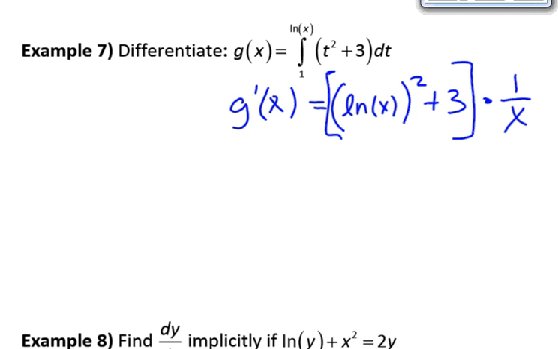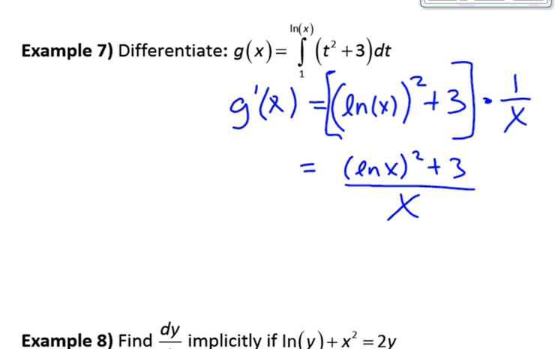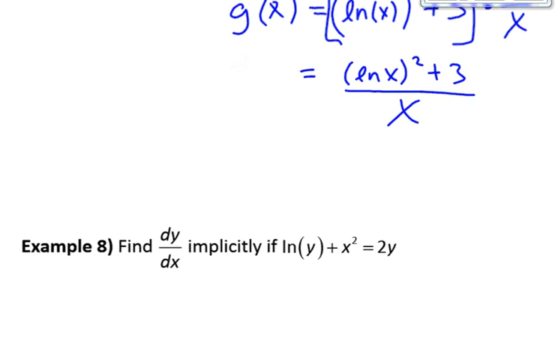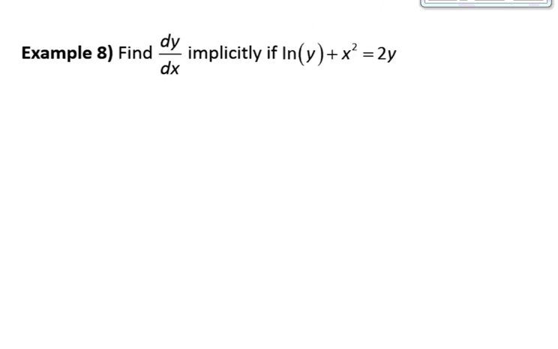Then we can simplify that a little bit, so we can say the natural log of (x squared plus 3) over x, and that's fine for your final answer. Okay, so another derivative rule that we haven't done in a while is implicit differentiation. So let's try one of those with natural log.